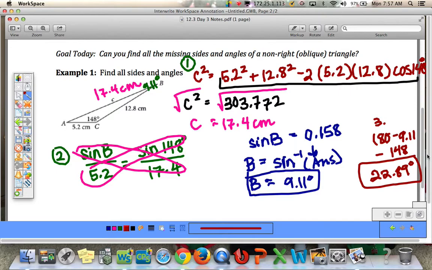Let me just double check my cross multiplying really quickly. So 5.2 sine of 148 divided by... I should see what mode I'm in. All right, so let me try it one more time. 5.2 sine 148 divided by 17.4. Yep, that looks good. All right, let's do one more problem.